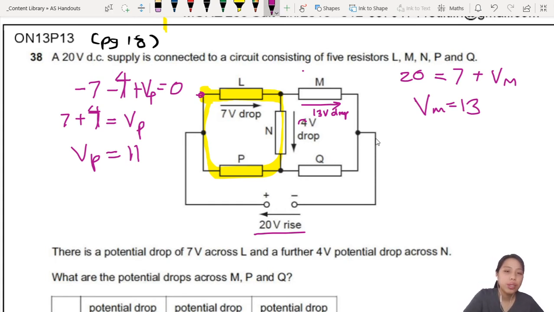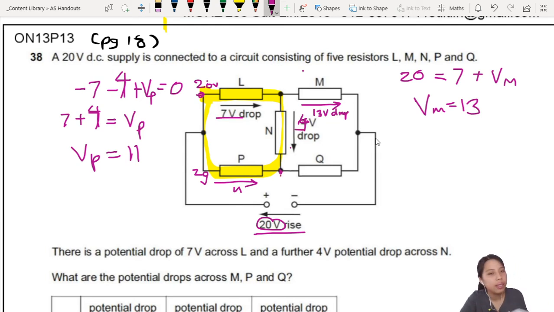Okay. That's because you think of it this way, you start with 20 volt potential. So at the top of here is 20 volt. And the top of here is 20 volt. So once you go across here, you already drop by 11. Go across here, you drop by 7. Then you drop some more by 4. So 20 minus 7 minus 4 is 9. So at this point, your potential is 9 volts.